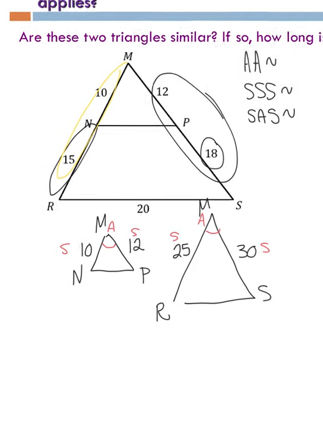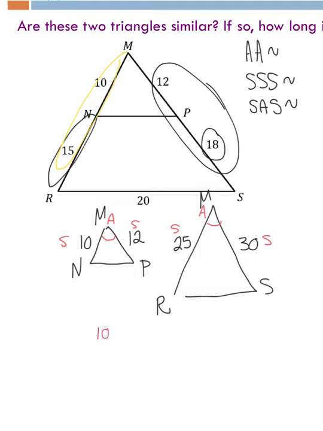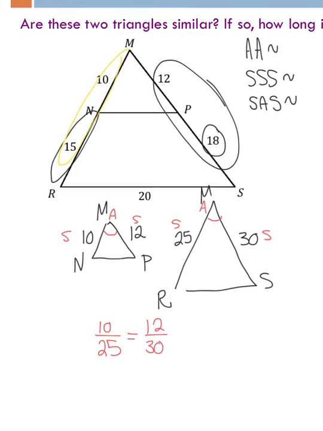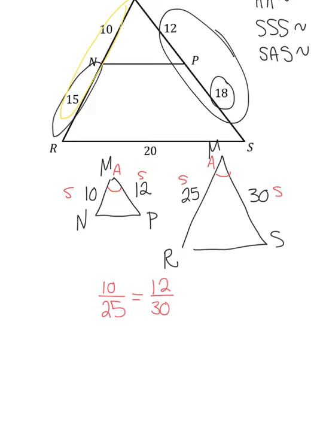So to check if they're similar, I'm going to take 10, the shorter side of my little triangle, the top part, over 25, and we're going to see, does this equal 12 over 30? Well, when you just look at this, you might think, I don't know. These numbers don't look the same. You have two options. You could either cross multiply and see if you get the same products, or just reduce. 10 and 25 both have a 5 in common, so that's 2/5. 12 and 30 both have a 6 in common. So if I divide 12 by 6, I get 2. If I divide 30 by 6, I get 5. So therefore, yes, the triangles are similar.